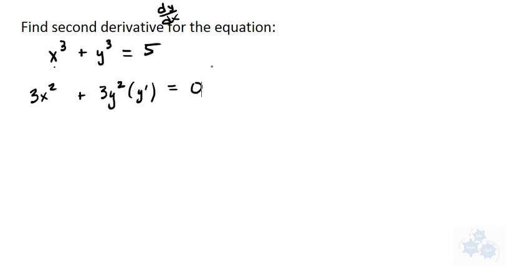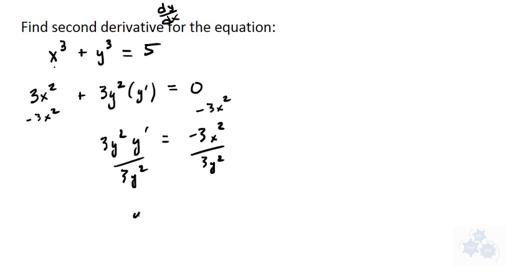Okay? So now what we want to do is isolate for y prime. We have it in one spot. So we want to subtract 3x squared. Make sure you are doing this with me so you have a proper copy of this and can study it later. So negative 3x squared, divide by 3y squared. You have y prime equals, the negative 3 over 3 is negative, and then x squared over y squared. So that's the first derivative there.